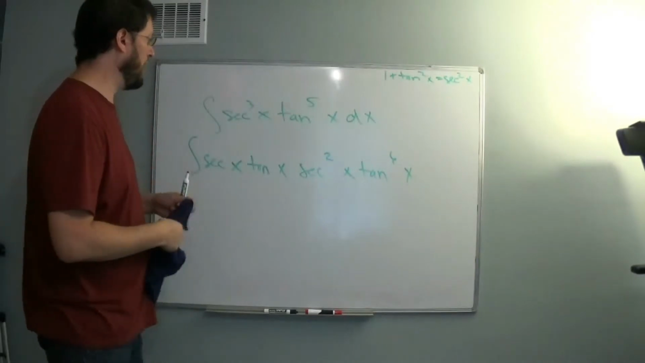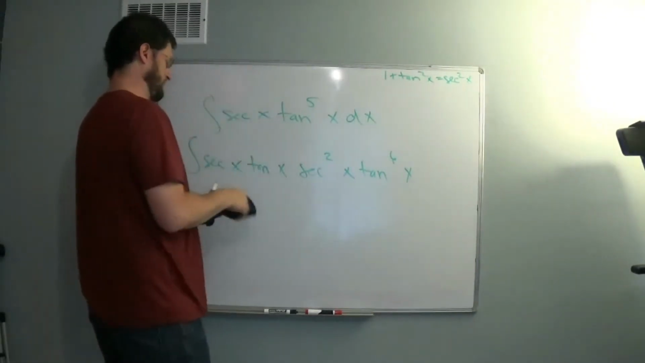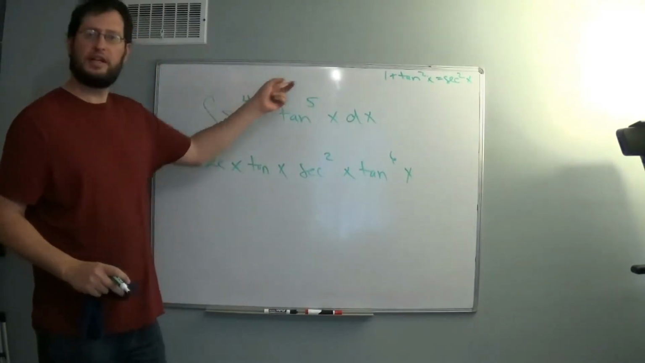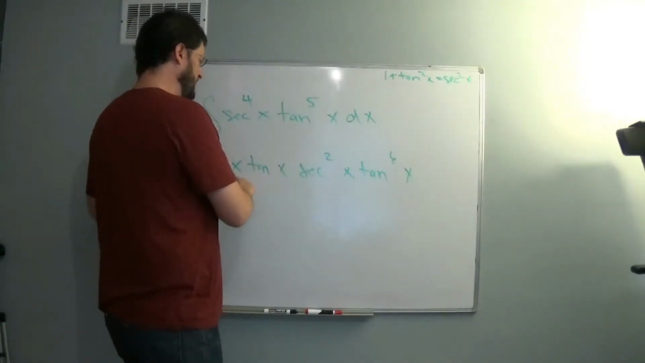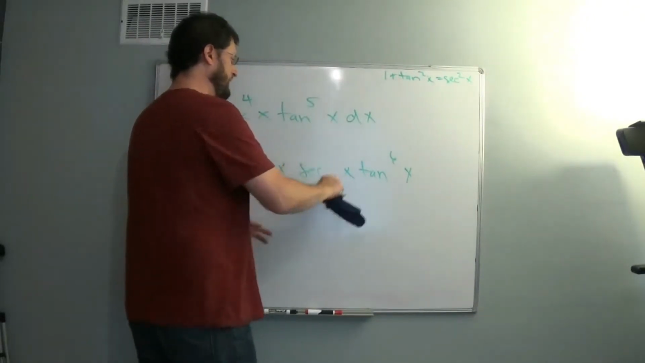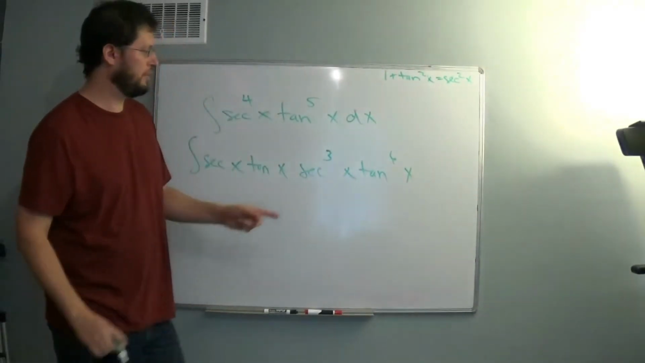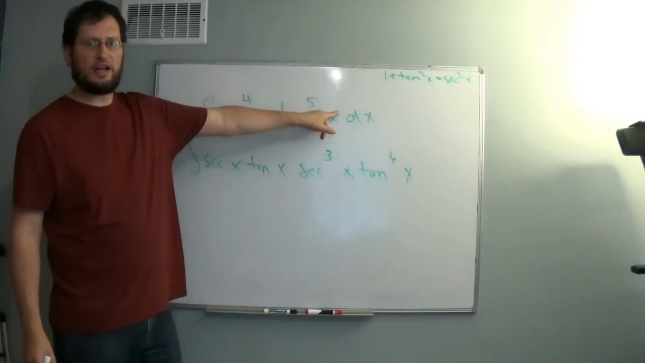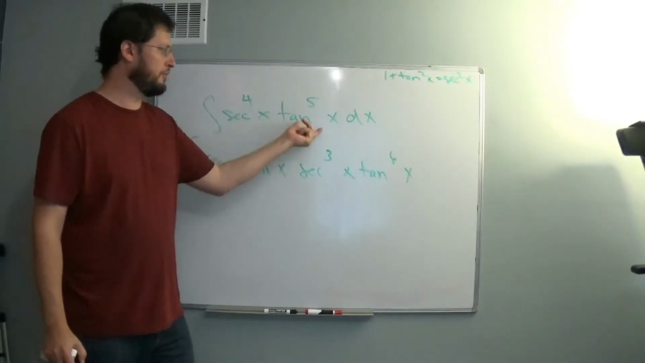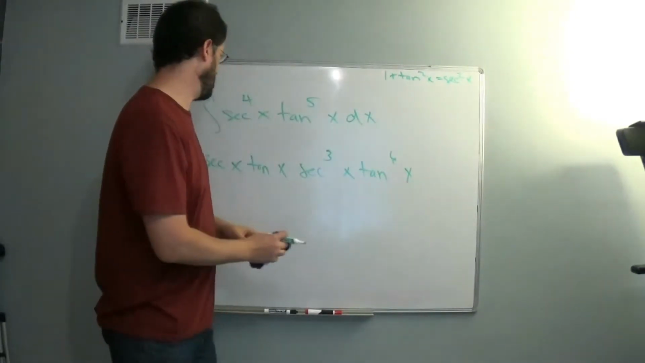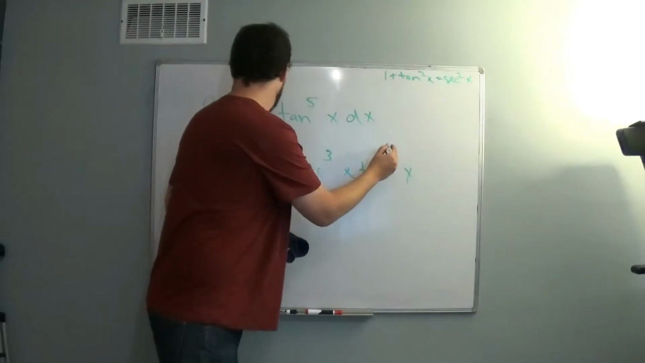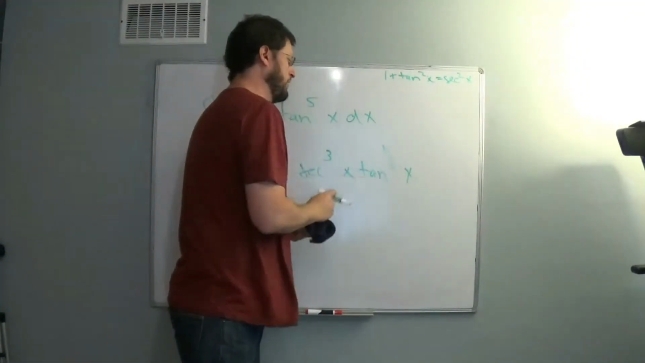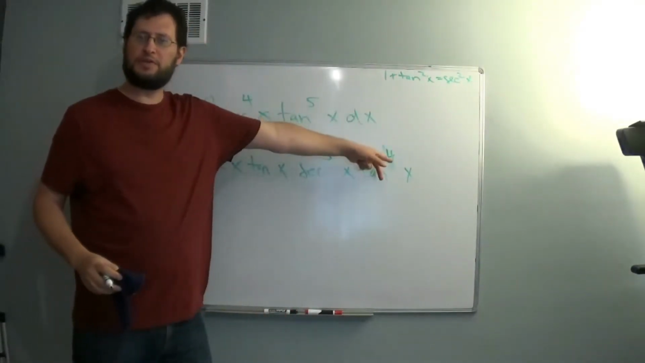It definitely works if they're both odd. But let me emphasize that this is true: they don't have to be odd. Secant to the 4th, tangent to the 5th. If we're still saving a single secant and a single tangent, that leaves me with secant cubed. Why is this okay, but we need to have an odd on tangent? We must have an odd on tangent in order to apply this rule, so that we're left with an even for tangent. So we end up with 4, an even number of tangents.